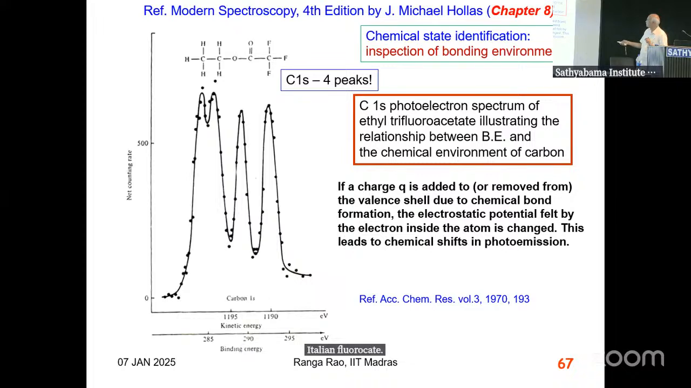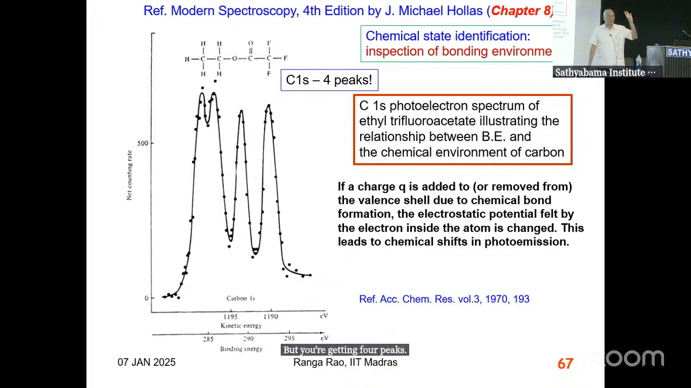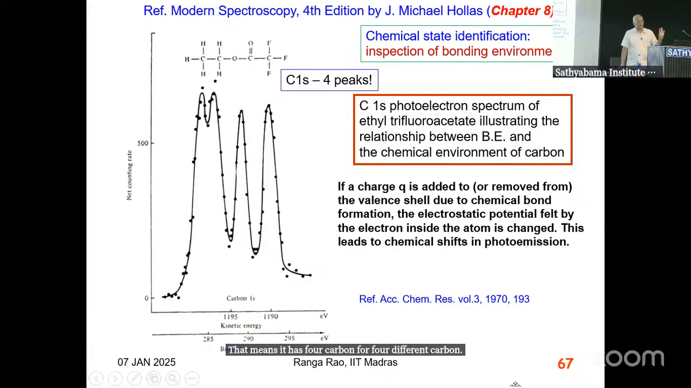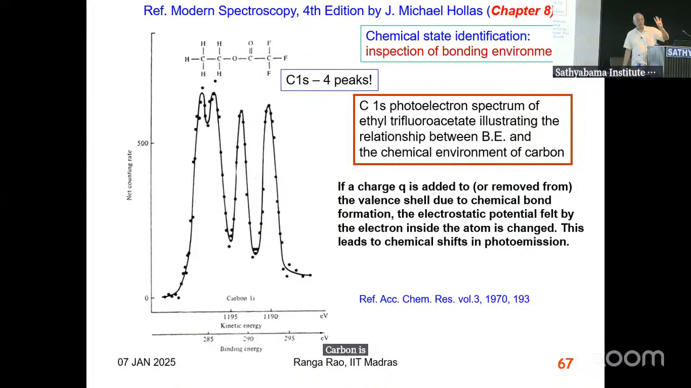Now it has 4 carbons. Typically, if you record carbon 1s spectrum, you should get a single peak, but you are getting 4 peaks. That means it has 4 different carbons. 4 carbons are there, we know that from the formula, but the spectrum says 4 different carbons. Carbon is carbon, but 4 different carbons.